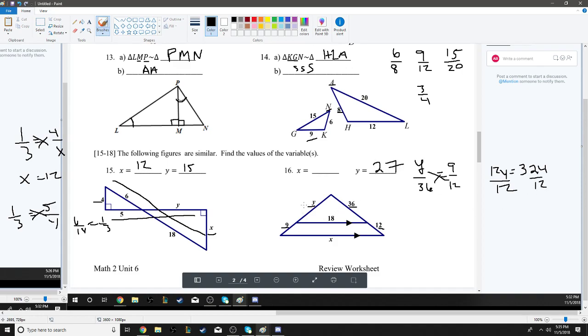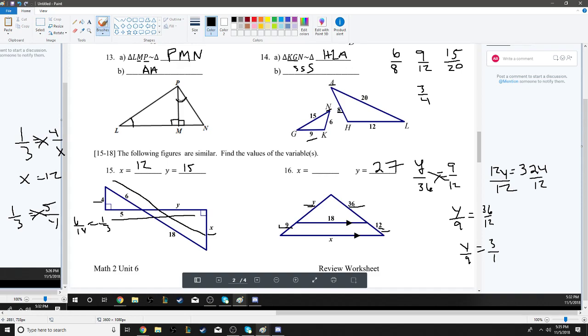We also could have done top over bottom equals top over bottom. Y over 9 is equal to 36 over 12. And that could have reduced to y over 9 equals 3 over 1. And that would have been a little bit simpler, but you don't always get lucky with these things. Okay, so that's the first part.